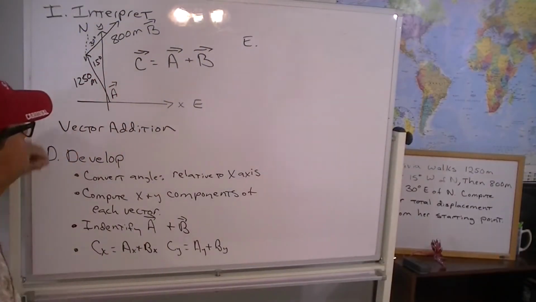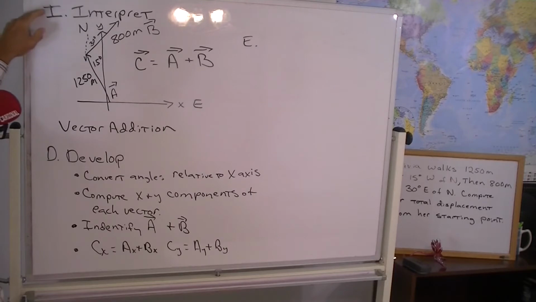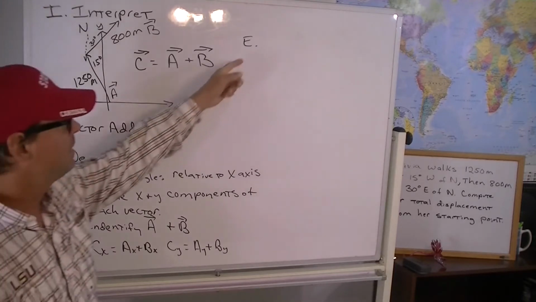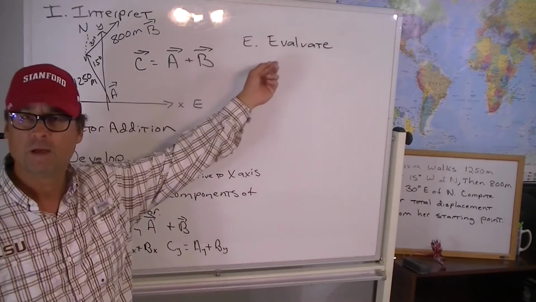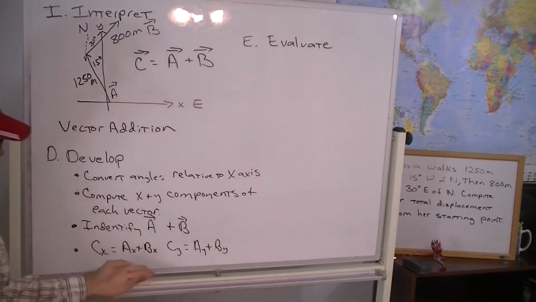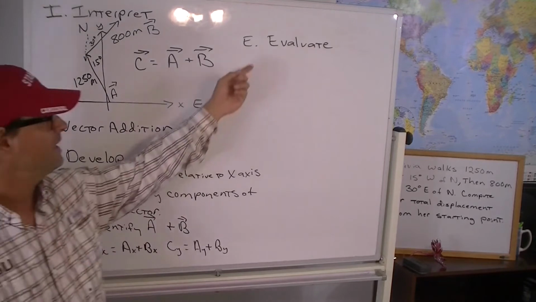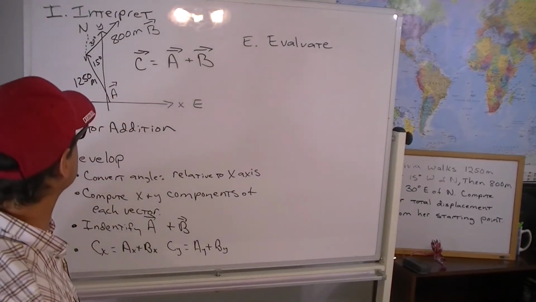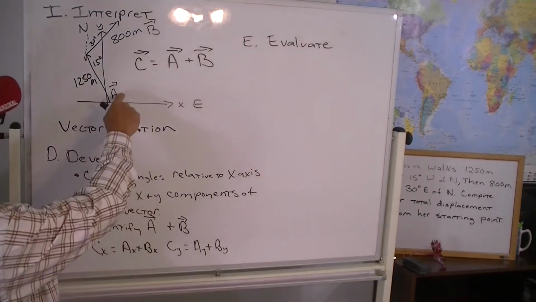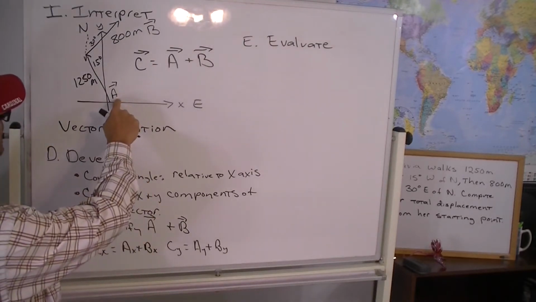Okay, the first two steps in the IDEA problem solving format are interpret and develop. The third is evaluate. And that's in more of the physics context. You can also think about the E as execute, because we made a careful step-by-step plan and now we're executing that plan. So to convert the angles relative to the x-axis, let's start off with the vector A.